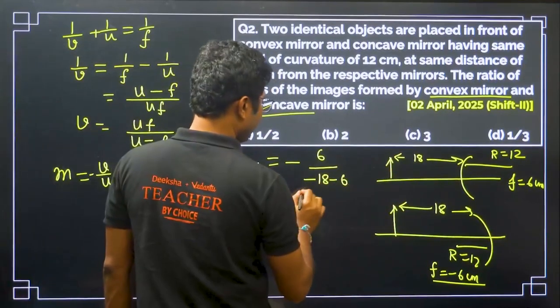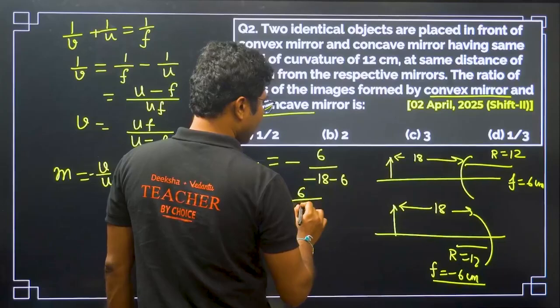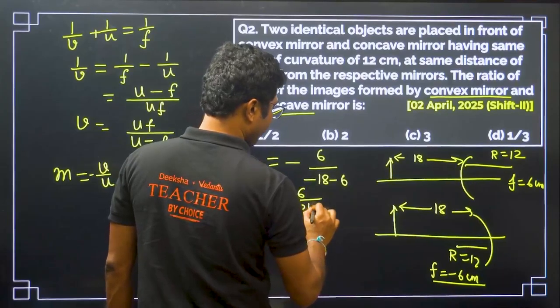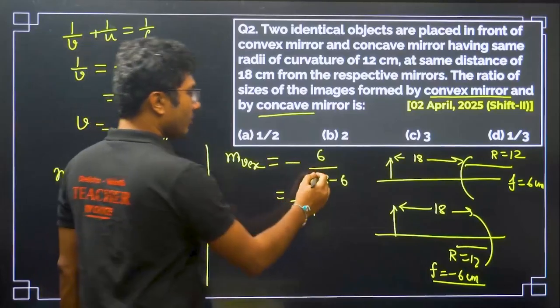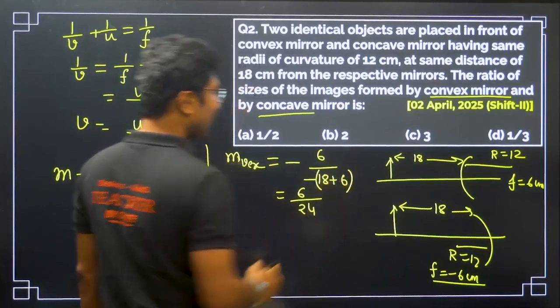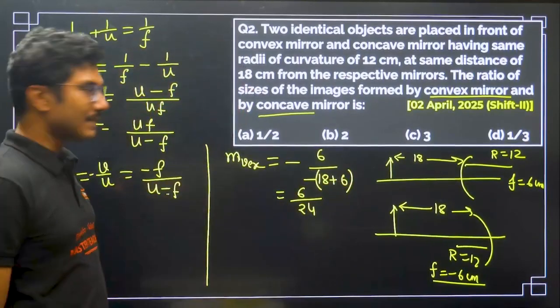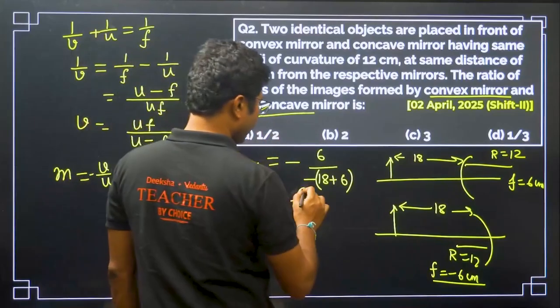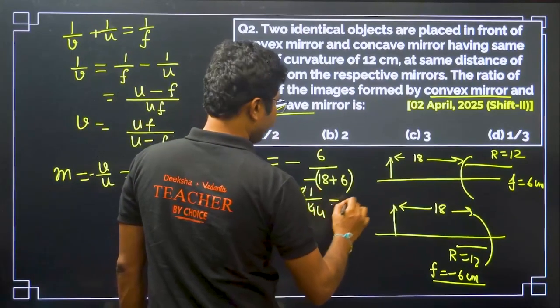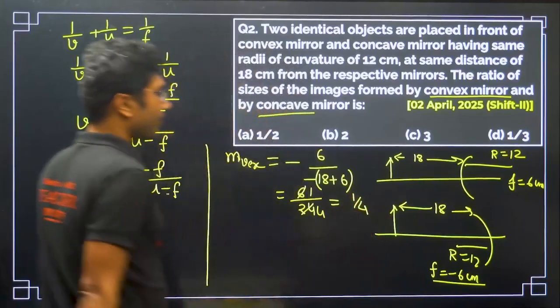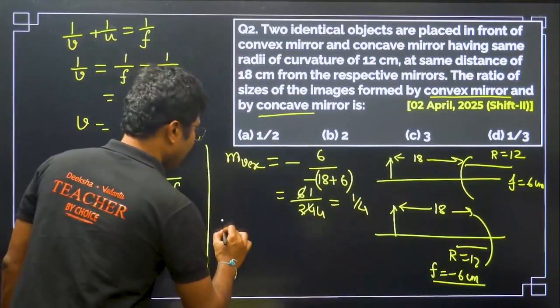So what will be the value? 6 by 24. Okay, so minus minus will cancel. If you take this minus common, it will be plus, right? Minus minus will be cancelled and you will get this answer. So it will be 1 by 4. So vex is 1 by 4. Now what is concave? Again the same equation.